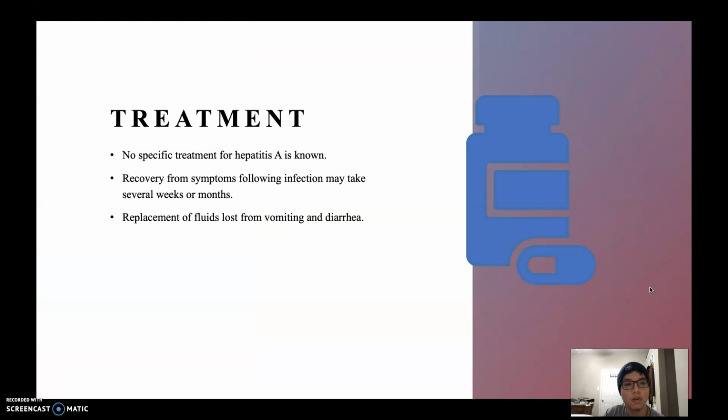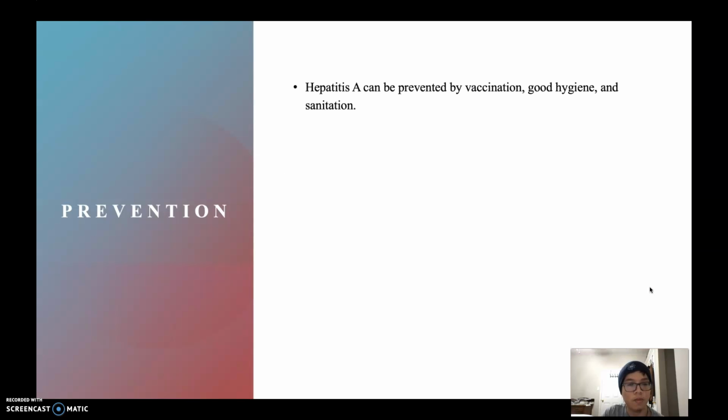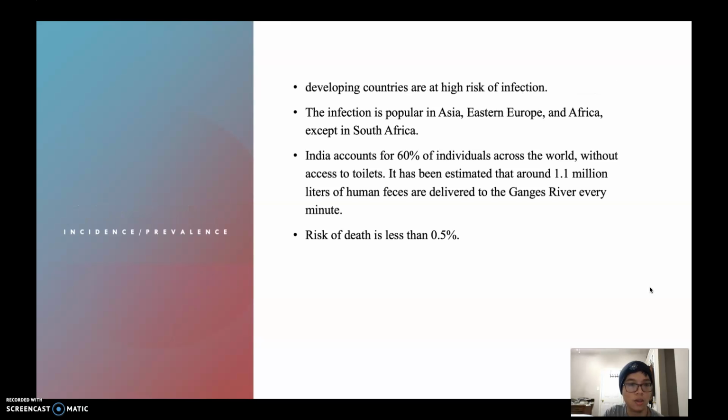Treatment. There is no specific treatment known for hepatitis A. However, recovery from symptoms following infection may take several weeks or months. Well, actually, you can do some therapy to balance your nutrition, like replacement of fluid loss from vomiting and diarrhea to balance your nutrition in the body. Prevention. Easily, hepatitis A can be prevented by vaccination, good hygiene, and sanitation.